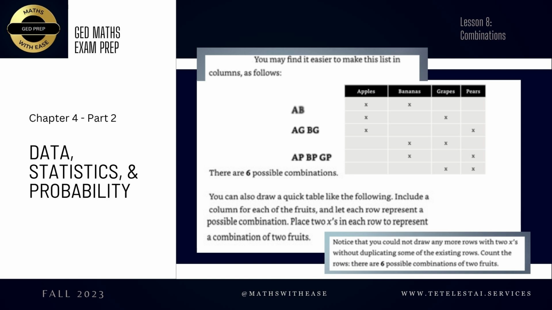So this is our list with just apples. He could also buy bananas and grapes, or bananas and pears, or he could buy grapes and pears. So we have a total number of 6 possible combinations, right? And then you could also draw a quick table to include a column for each fruit, as shown on the right-hand side here. And then you would place 2 X's next to each row to represent a combination of the 2 fruits. And notice that there are 6 total rows, which represent the total number of combinations, right?